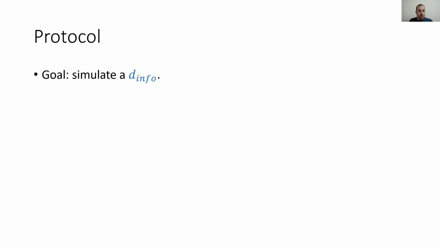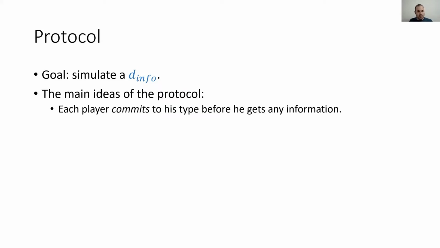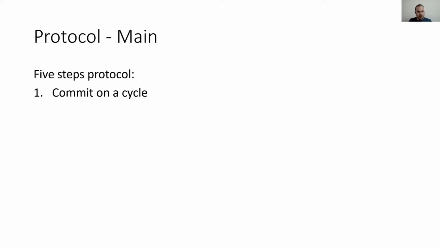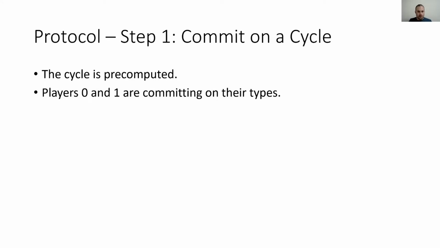The goal of the protocol is to simulate an information mediator. And the main two ideas of the protocol are, first, that each player commits to his type before he gets to know any other player's information, and that after he commits to his type, he has no incentive to lie about it. The protocol consists of 5 steps. The first step is committing on a cycle. The cycle is pre-computed, and only players 0 and 1 are going to be committed in this step.